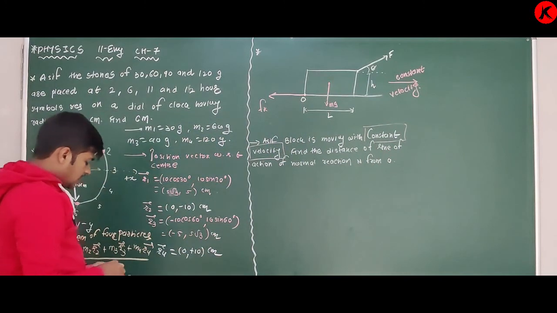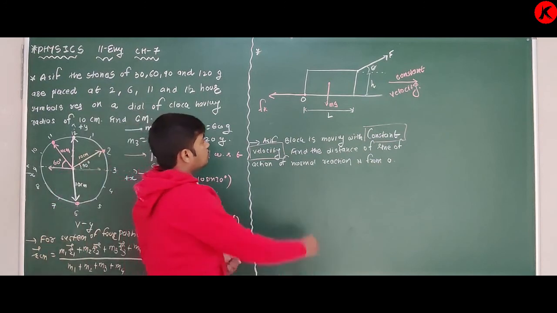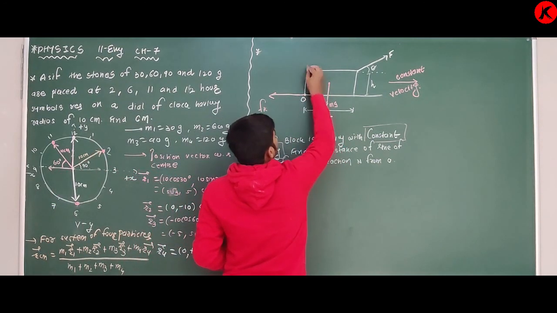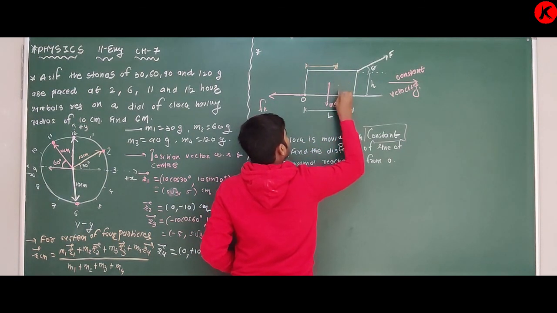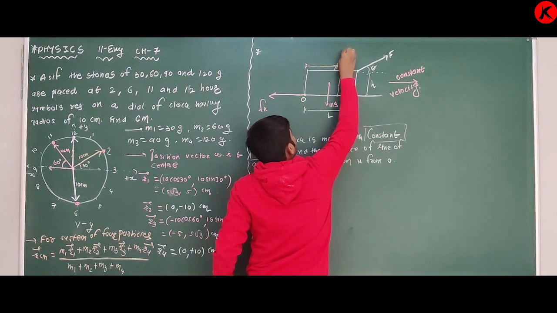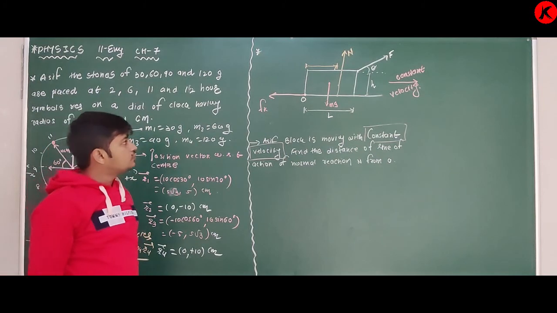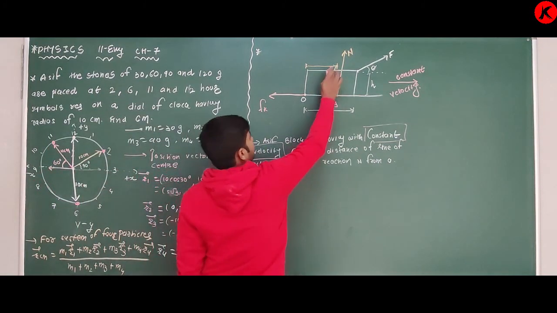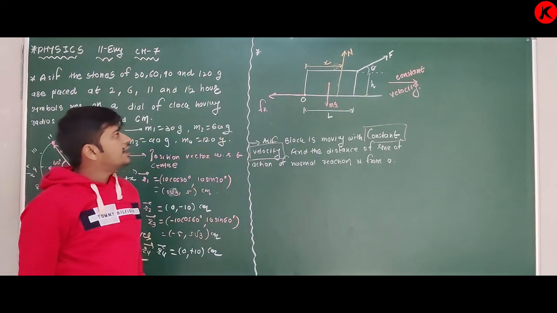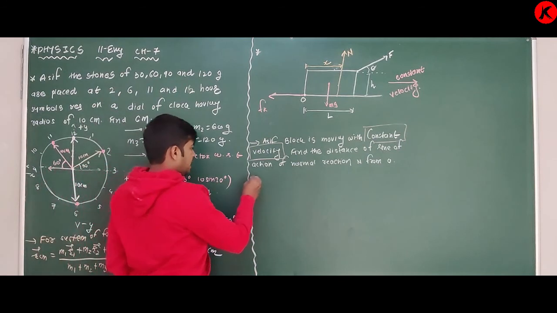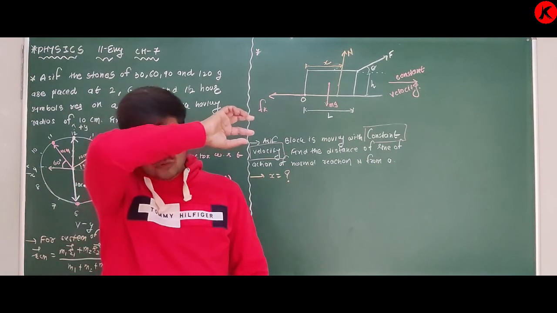What is your question? Your question is to find the distance of the line of action of normal reaction N from O. It is point O, so from O you have to find the distance of the line of action of the normal reaction. Clear? And I have assumed that it is x. Means you have to find x. x is equal to question mark.